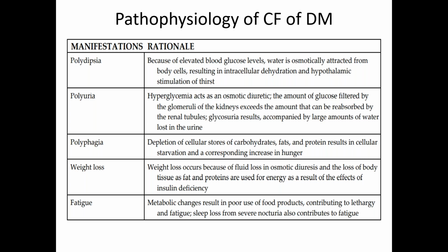That raises the osmolarity of the blood, so it draws water from the cells. So intracellular dehydration occurs. It draws water from the interstitial tissues and from the cells. So cellular dehydration occurs and it will stimulate hypothalamic centers of thirst. That is the cause for polydipsia, increased thirst.